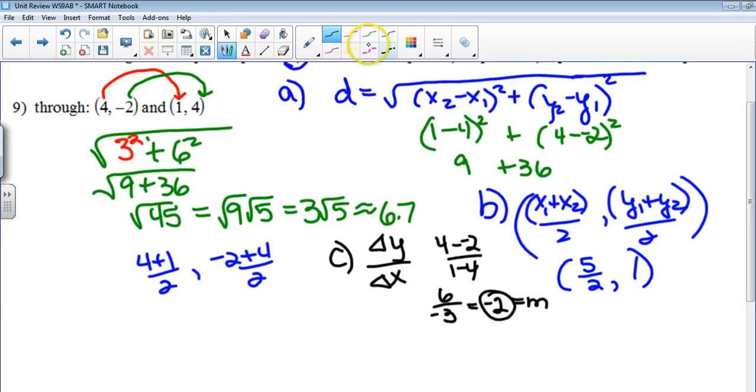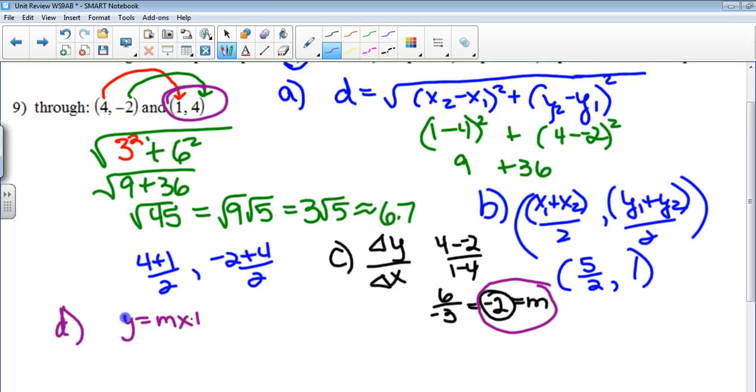For part D, we need the equation of the line. Anybody have a preference, point slope or slope intercept, to start with? If I use 1, 4 and this slope, I heard somebody say slope intercept, so you would plug everything into here to find b. The y value of the point I picked was 4, the slope was -2, the x value of the point I chose was 1. So this is a -2. If I add it over here, I get b equals 6.